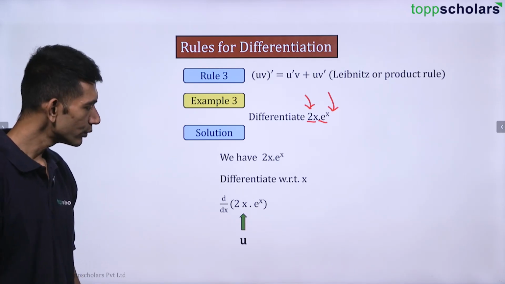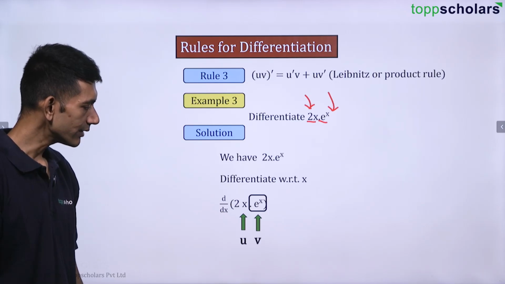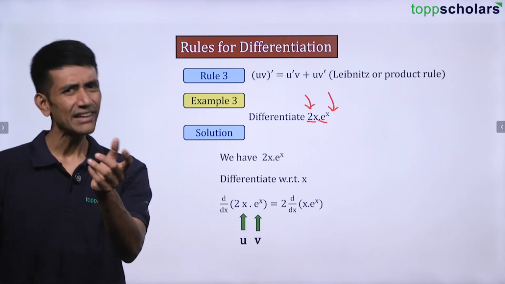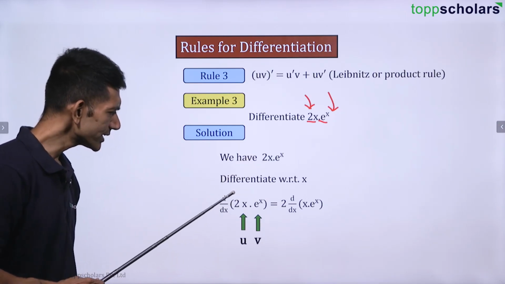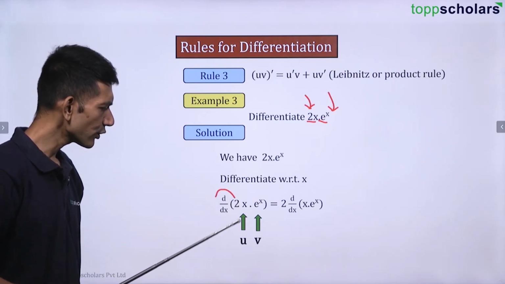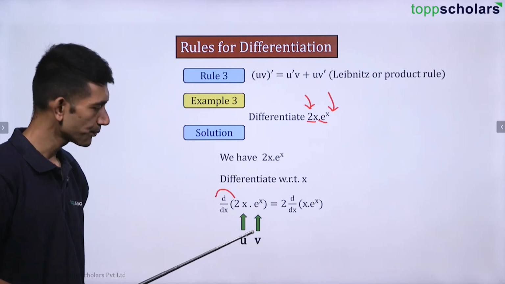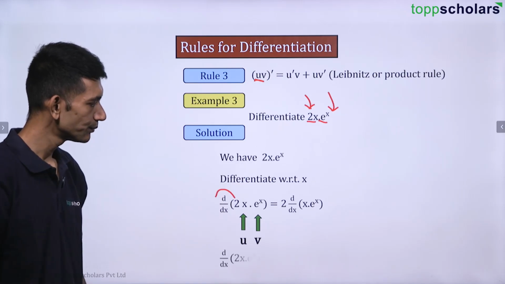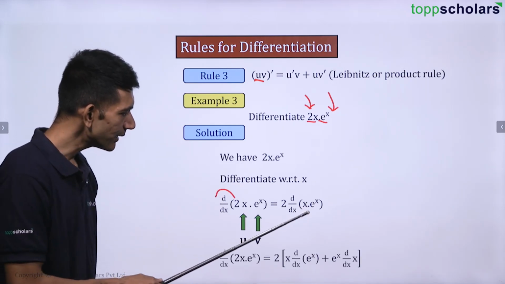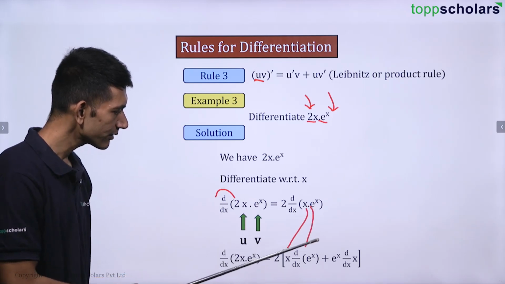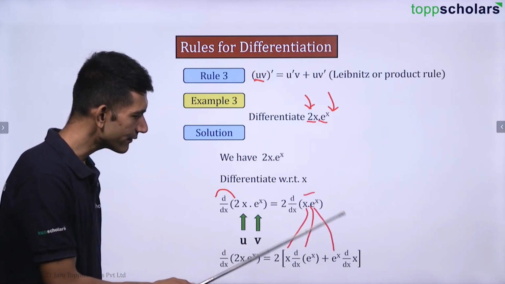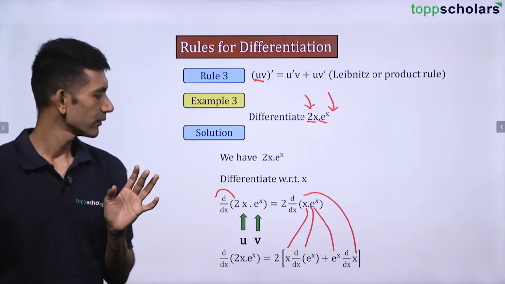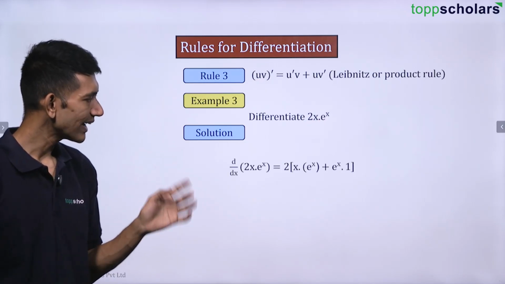Firstly, that will be your u, e raised to x will be your v, correct? And 2 is your constant. You can also take 2x as your u, doesn't matter. So 2 is taken outside, x is your u, e raised to x is your v, correct? So 2 times d by dx of x e raised to x, that is like your UV rule now. So that becomes x multiplied by derivative of e raised to x plus e raised to x multiplied by derivative of x. u derivative of v plus v derivative of u. Simple.